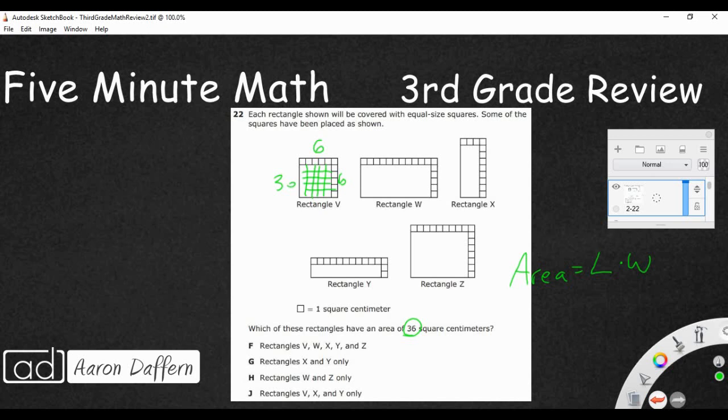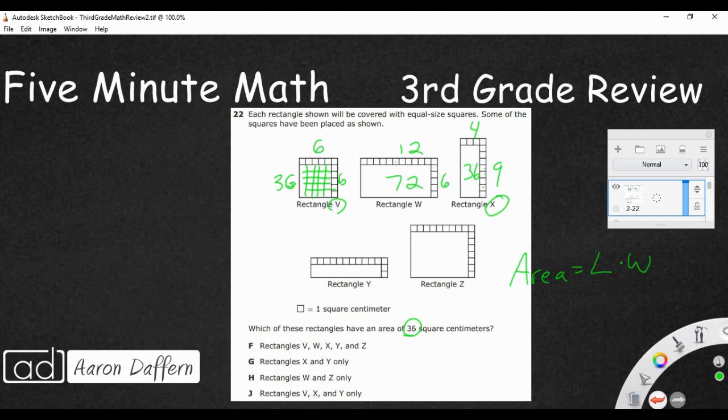I'm going to go ahead and put a circle on V because we want 36. This is 1, 2, 3, 4, 5, 6, 7, 8, 9, 10, 11, 12 across. For W, 1, 2, 3, 4, 5, 6. 12 times 6, nope, too big. 72, so I don't need that one. Let's see, X is 4 across. 1, 2, 3, 4, 5, 6, 7, 8, 9. Down, 4 times 9 is 36. So that's a good one.